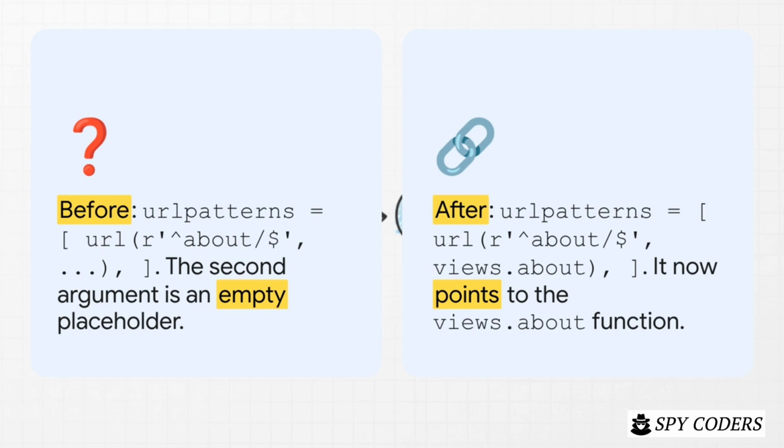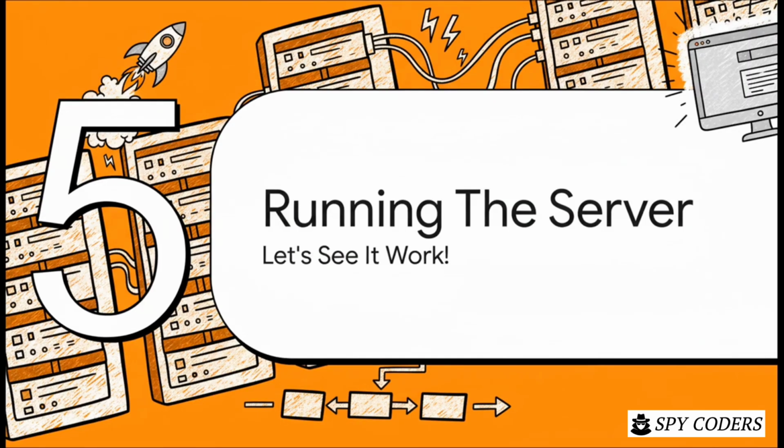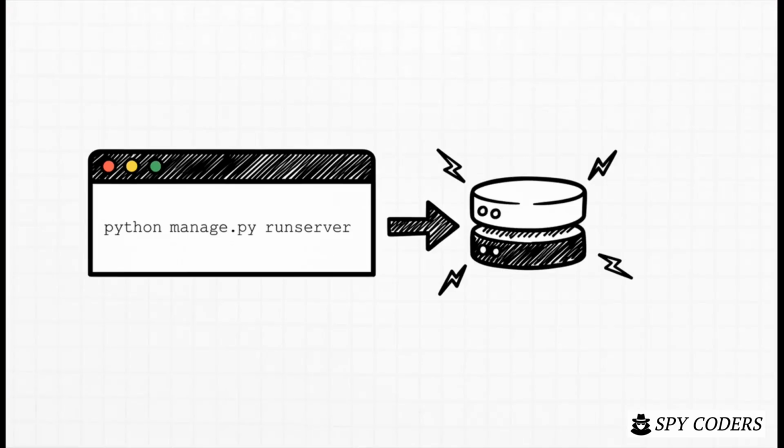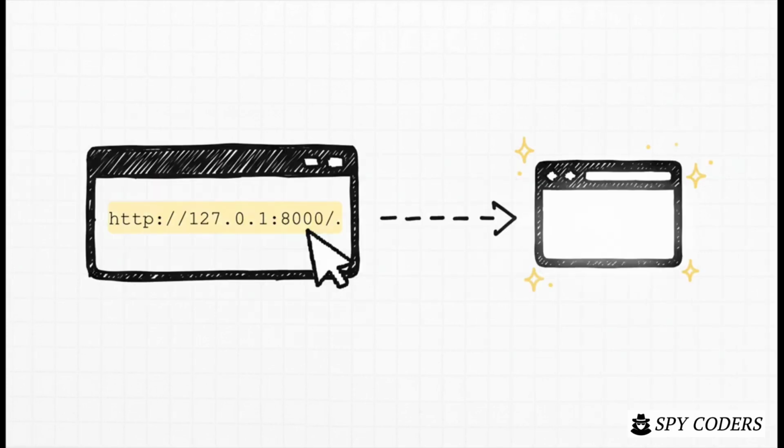The traffic cop knows the route. The code is written, the logic is sound, and all the connections are wired up. There's only one thing left to do. Let's fire up Django's development server and see our work live in the browser. To do that, you're going to open your terminal, navigate into your project directory, and run this one simple command. This starts a lightweight web server right on your own machine, which is perfect for development and testing. Once that server is running, your terminal will spit out this local address. Just copy and paste that right into your web browser, and you can see your Django application live.